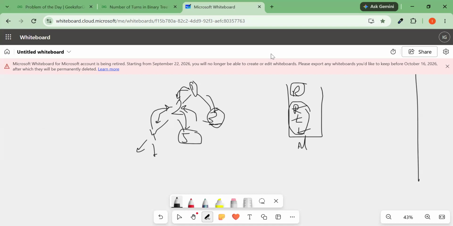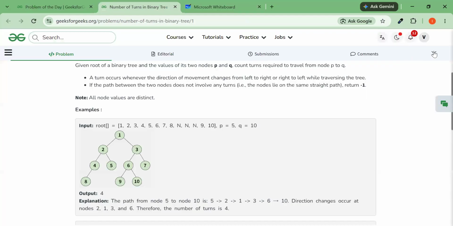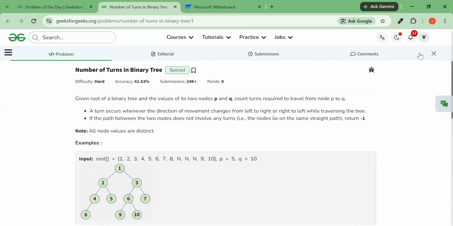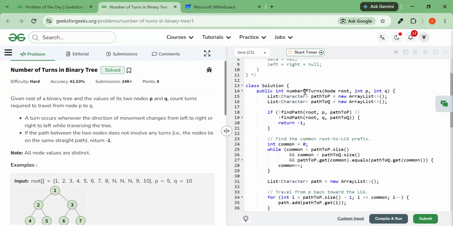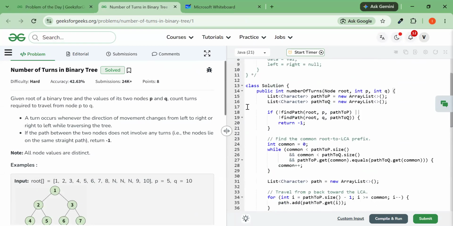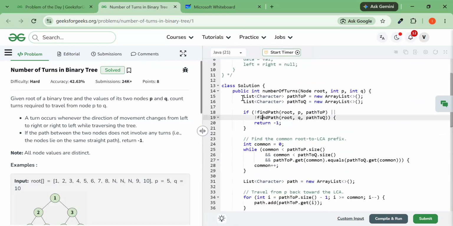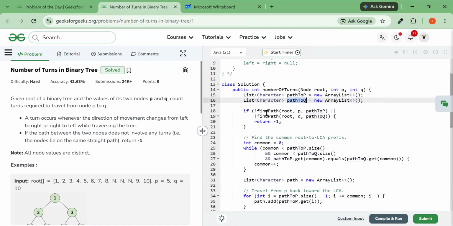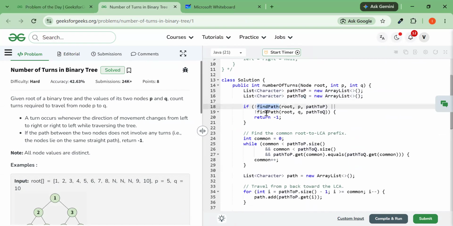And let's see the code I've written in Java. If you are comfortable with Java, you can follow this. Otherwise, you can write it in your preferred language. I tried to write the algorithm in a very simplistic manner. What is the path to P and the path to Q? I've taken an ArrayList, and I'm finding those paths, from the root to P and from the root to Q. I will show how this code works.